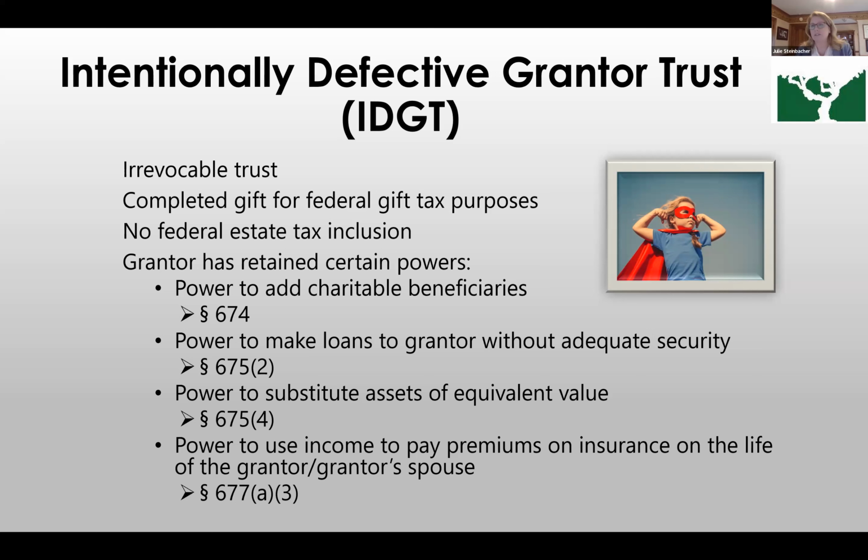You have your cake and eat it too. So if I have an older person and I want the tax to go to them during their life, but I don't want it in their estate, an intentionally defective grantor trust is the way that I should go.